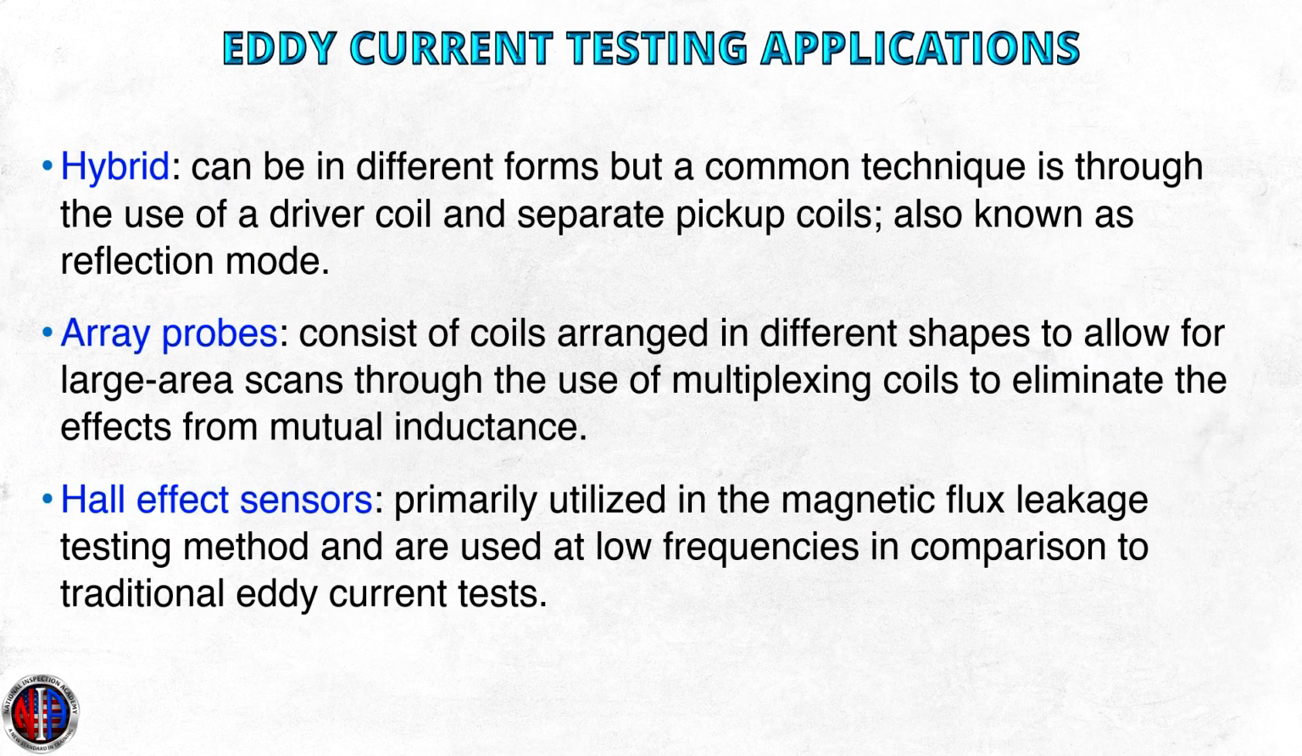Hybrid. Can be in different forms, but a common technique is through the use of a driver coil and separate pickup coils. It is also known as the reflection mode. Array probes. Consist of coils arranged in different shapes to allow for large area scans through the use of multiplexing coils to eliminate the effects from mutual inductance. Hall effect sensors. Primarily utilized in the magnetic flux leakage testing method and are used at low frequencies in comparison to traditional eddy current tests.